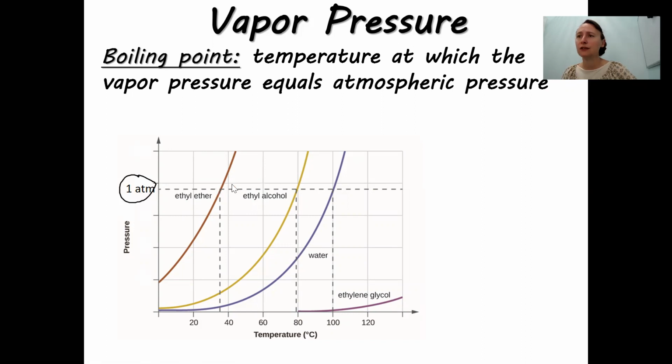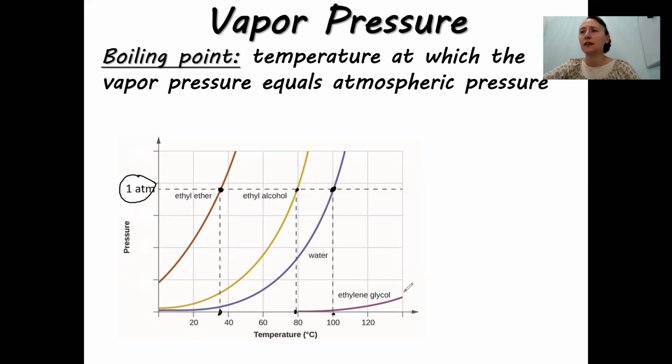So if you read across that 1 atmosphere, the vapor pressure lines are associated with the boiling points. So these are the boiling points of the substances. This line is associated with water, so we see that the vapor pressure of water at 100 degrees is 1 atmosphere, or at 1 atmosphere we see it is associated with a temperature of 100 degrees. And then we have ethylene glycol, which has not even reached its boiling point on this graph.